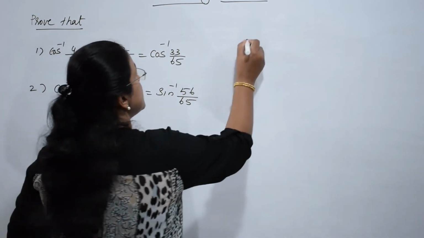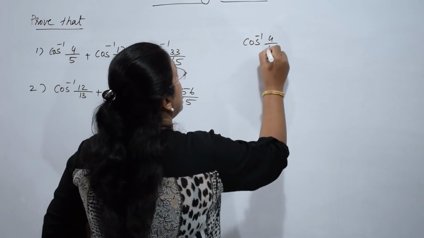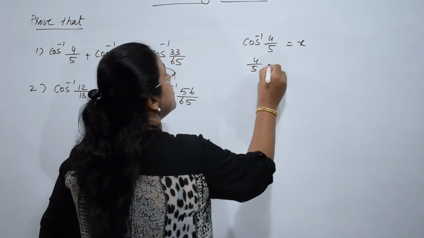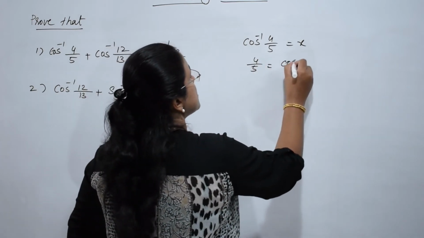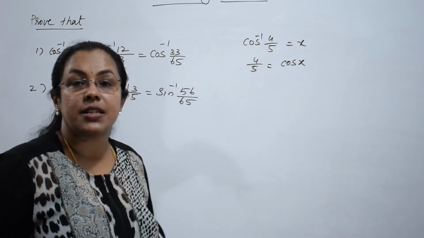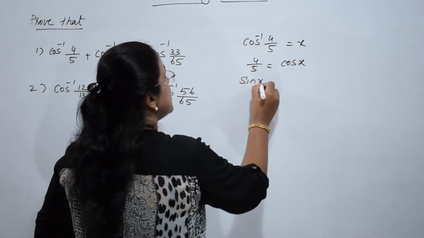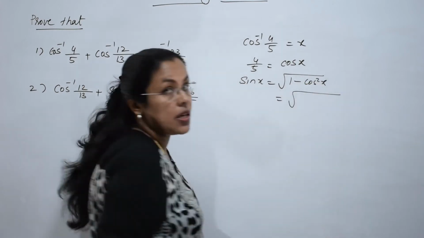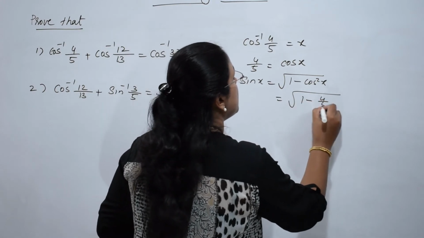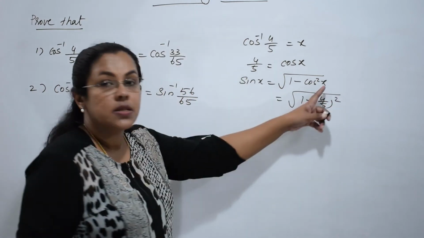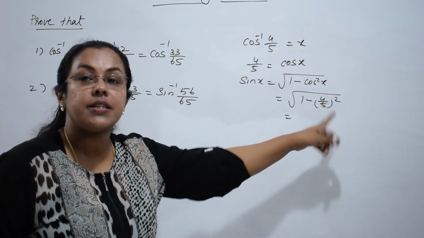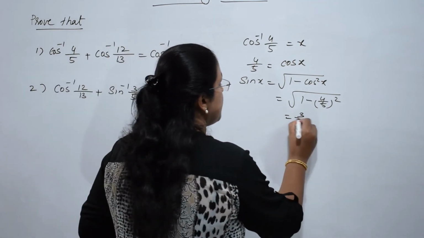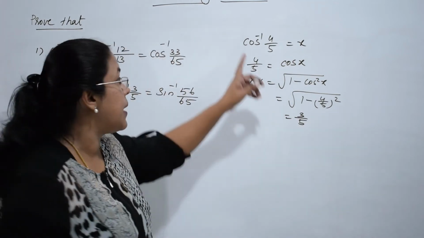For that, take cos inverse 4 by 5 as x, then 4 by 5 is equal to cos x. Okay. Now we will write sin x. Sin x is equal to root over 1 minus cos square x, isn't it? So this is equal to root over 1 minus 4 by 5 the whole square, 1 minus 16 by 25. On subtracting we will get root over 9 by 25, that is 3 by 5. Okay, sin x is 3 by 5.